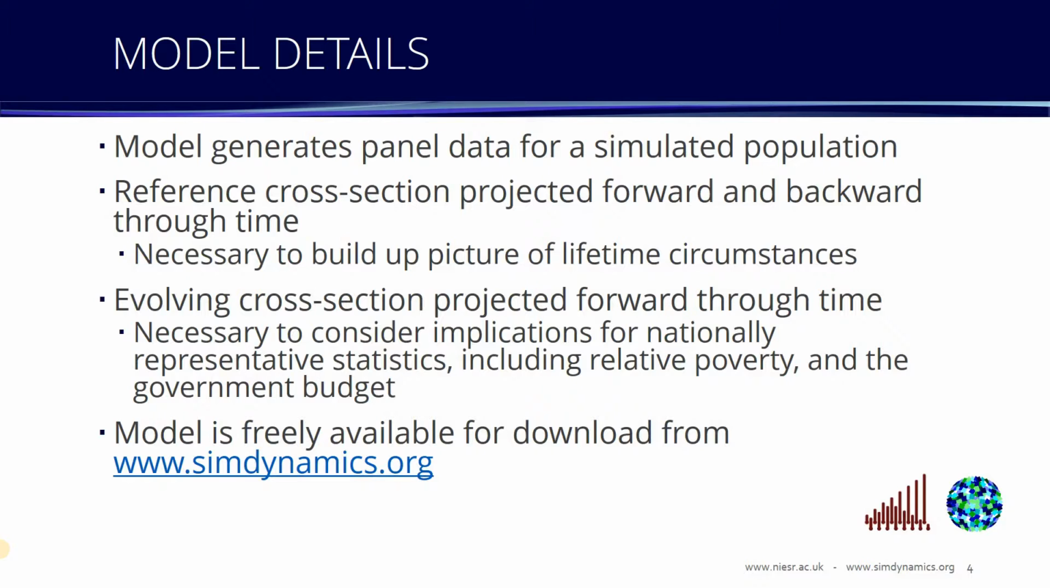When the model comes to project the population forward through time, it is designed to capture the evolving population cross-section. And what this means is that the model takes into account in forward projections international migratory flows, the maturation of children into the model, and the death of adults out of the simulated population. Now, it's important that the model be able to capture the evolving population cross-section in order to consider the implications for a wide range of nationally representative statistics, including measures of relative poverty and the evolving government budget.